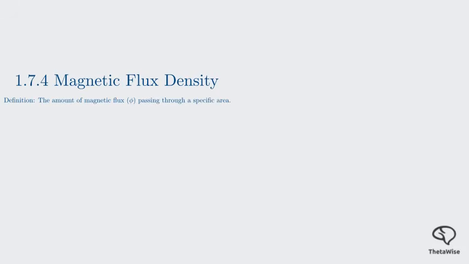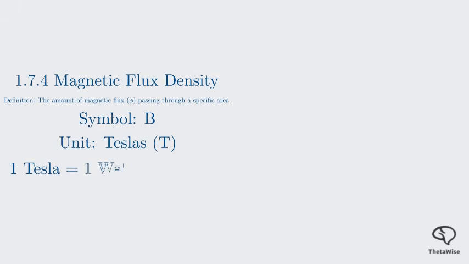We've discussed magnetic flux, which is the total magnetic field passing through an area. Now let's talk about how concentrated that field is, which we call magnetic flux density. Magnetic flux density is simply the amount of magnetic flux passing through a specific area. It's represented by the symbol B and measured in Teslas, abbreviated T.